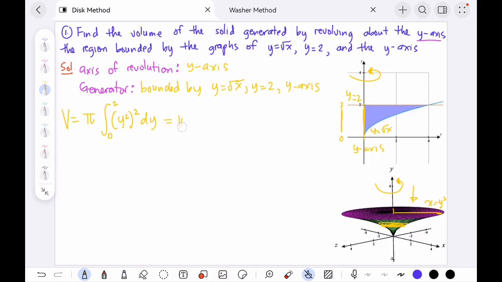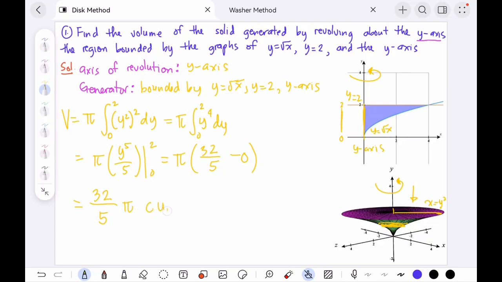Expanding the square, we have pi integral of y to the 4th dy from 0 to 2. The antiderivative is y to the 5 over 5, evaluated from 0 to 2. Then substitution, we get 32 over 5 minus 0. Thus, the volume is given by 32 over 5 pi cubic units. That's it.